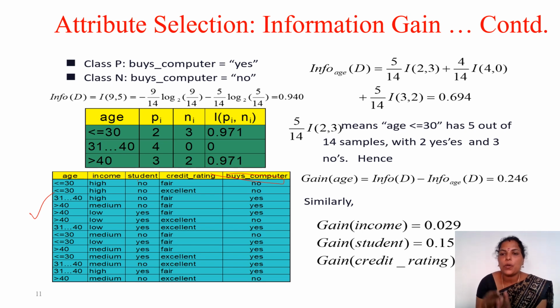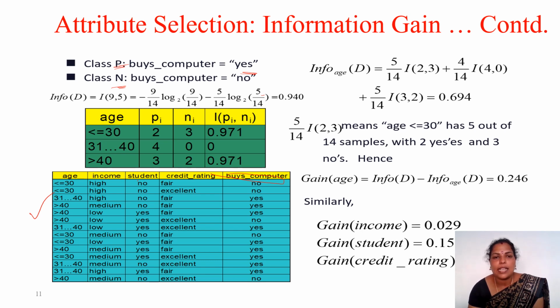Then with respect to all the attributes we have to construct. So first we are computing. First we know that the class label is buys computer. So class P, the positive class, is buys computer equal to yes. Then class N, the negative class, is buys computer equal to no. Then we are computing the info of D, that is I of 9, 5.